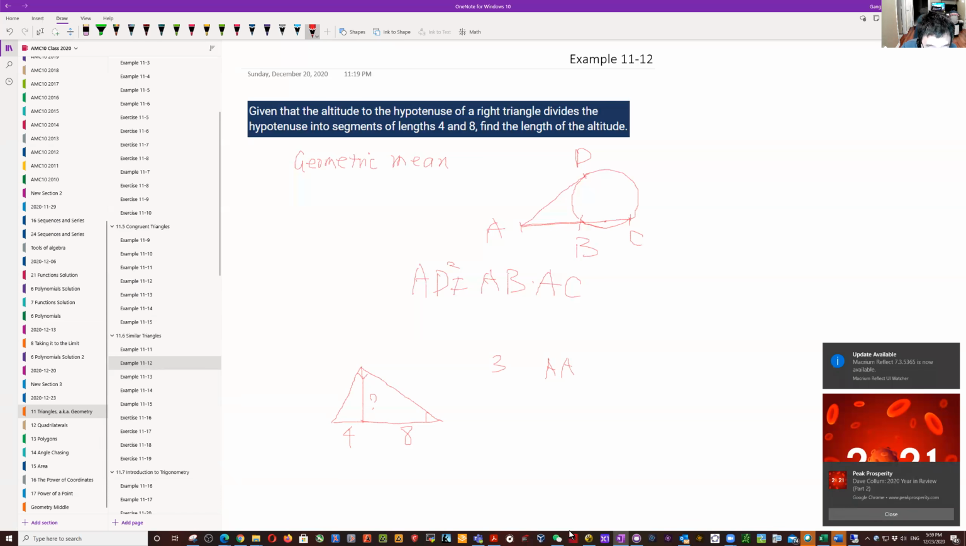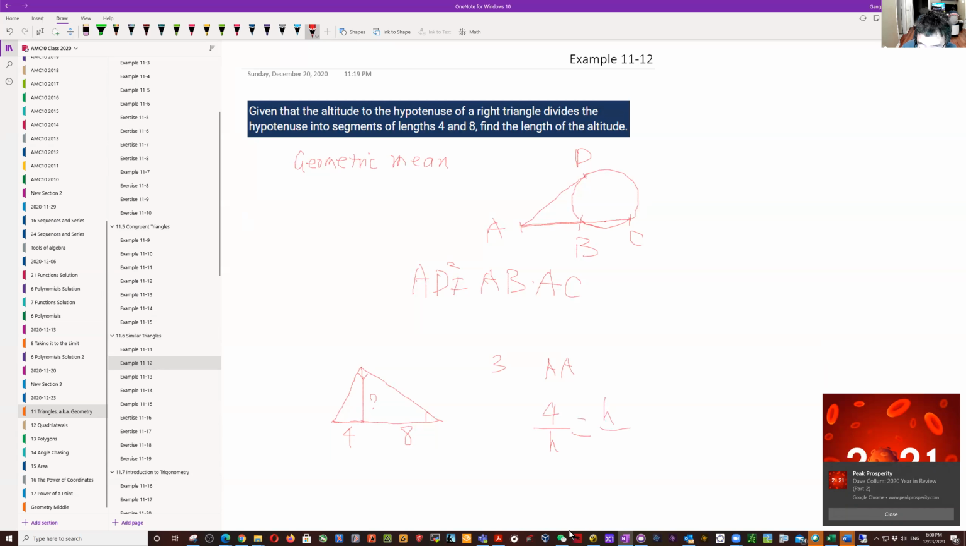And because those are similar, basically this is the short leg over the long leg. So for the smaller triangle, short leg over the long leg is equal to, for the medium triangle, short leg over the long leg. So for example, for x, I can use h equal to h over 8. So h squared equals 32, and h equals, actually, that's 4 square root of 2. So basically, this is 4 square root of 2.